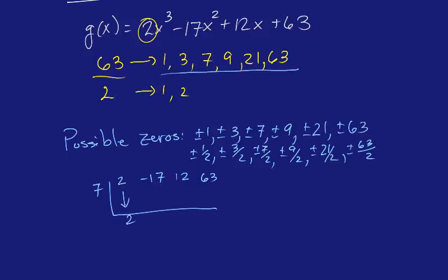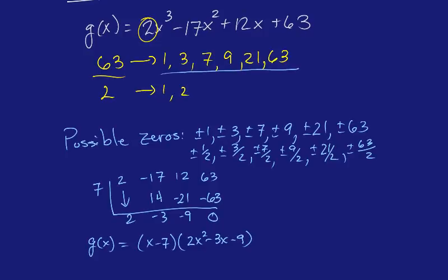So here we go. 2, 14, negative 3, negative 21. Oh goodness, do it right. That'd be negative 9. Oh, winner, winner. Look at that. Negative 63. That's a 0. So let's factor g of x real quick. G of x, we divided by 7, but really that's x minus 7. And then 2x squared minus 3x minus 9.